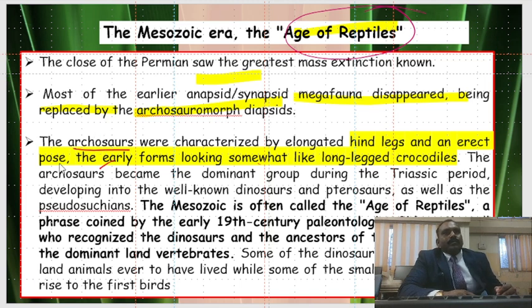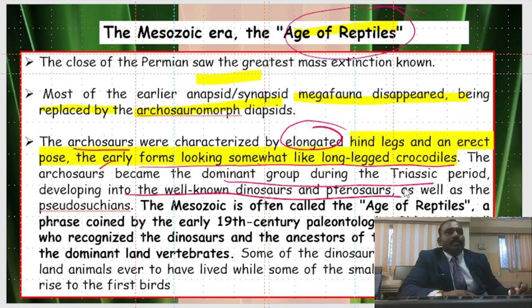The Archosaurs were characterized by elongated hind legs and erect posture. Early forms looked somewhat like long-legged crocodiles, and the Archosaurs became dominant groups during the Triassic period, developing into the well-known dinosaurs and the pterosaurs, as well as the pseudosuchians. The Mesozoic is often called the age of the reptiles.